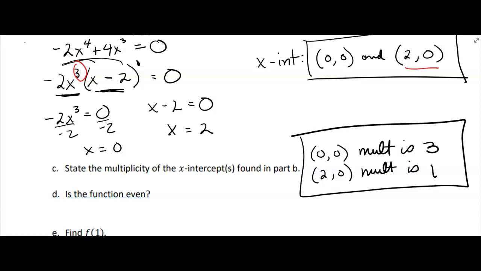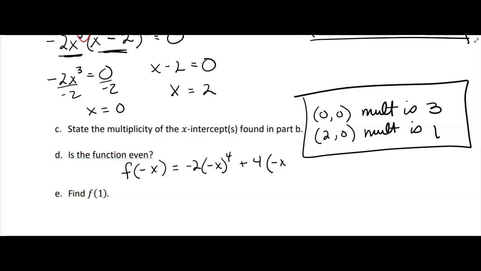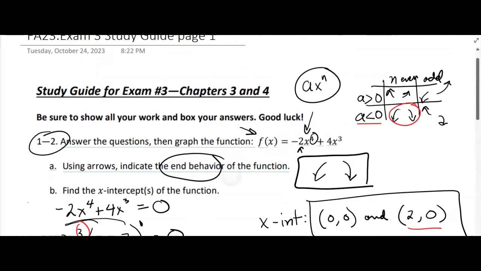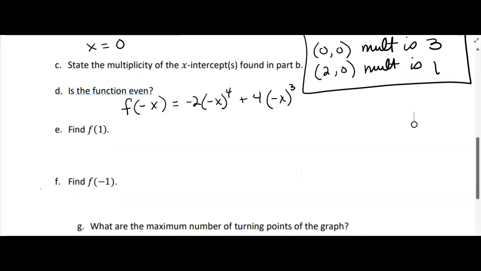Is the function even? Well, it's not even. Now, the test for that is you put in f of negative x, and that's going to look like negative 2 times negative x to the fourth, plus 4 times negative x cubed. Make sure I'm getting the function right. Where's that function? Yeah. Okay, you put in negative x. If it comes out the same as the original, it's even.